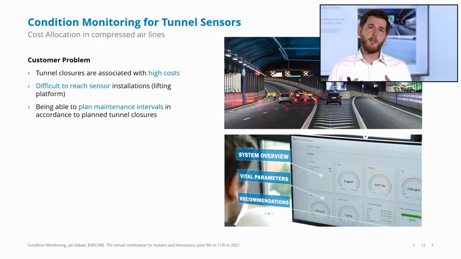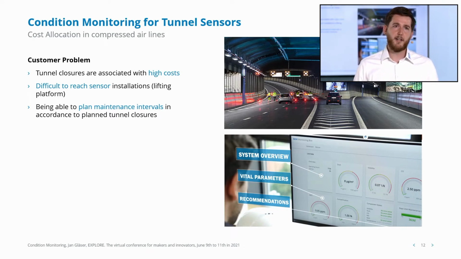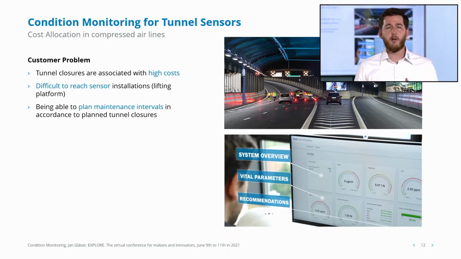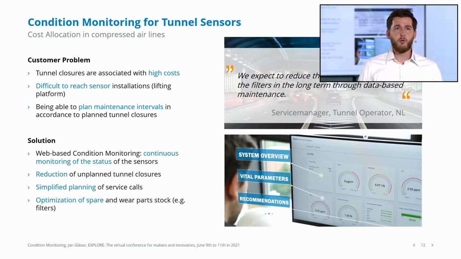So therefore, it's really important to do condition monitoring in tunnels, so that you see how is the status of the sensors, and also how is the status of the air. What is the air quality? And with condition monitoring, it's possible to monitor dead points, to plan not only the time for the services, but also the scope for the services. And with this scope, you can also plan which spare parts are necessary for the maintenance. And this is also feedback that we get from the customer.